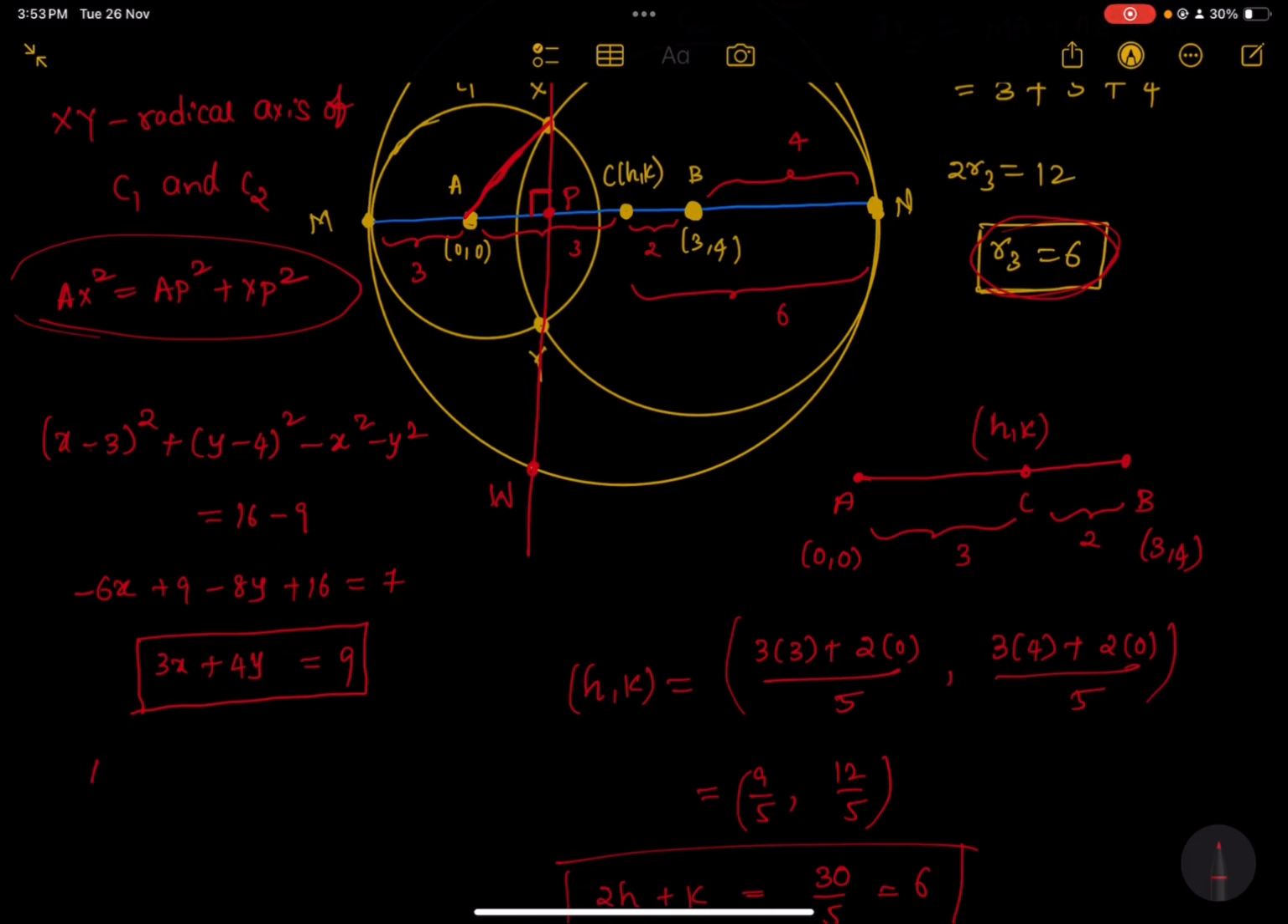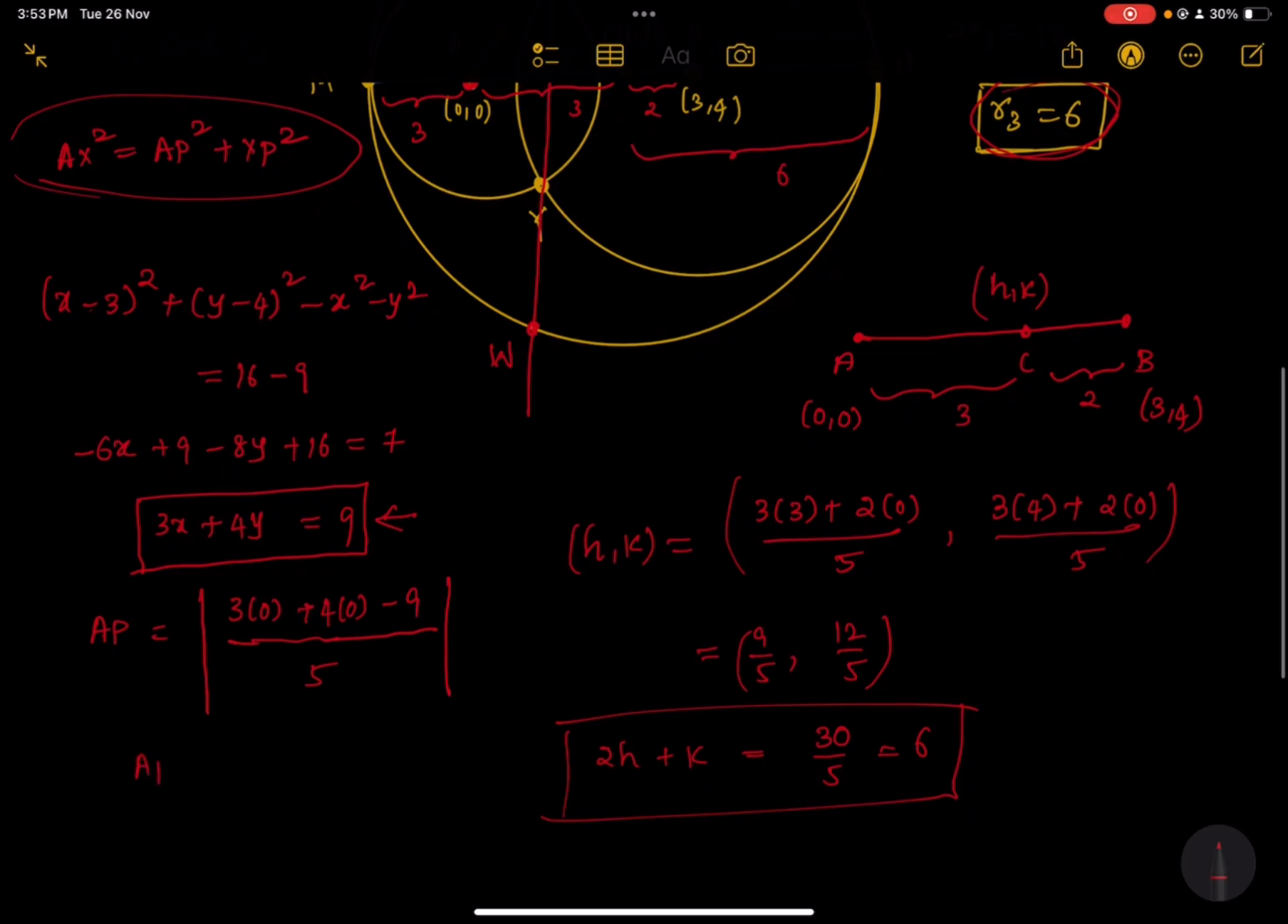So now we can find out the distance AP. That is simply the perpendicular distance from the origin to this particular line. So that is 3 times 0 plus 4 times 0 minus 9, we just have to put 0, 0 in this equation, by root of 3 square plus 4 square, that is 5. So AP is 9 by 5.